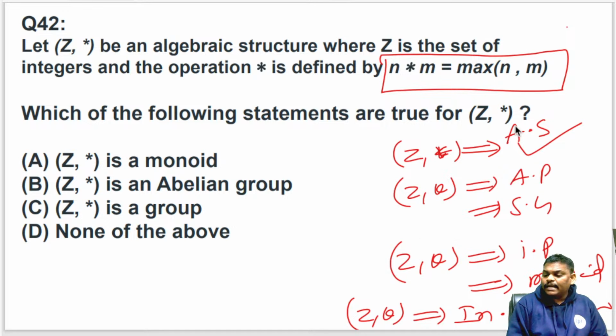(Z, *) satisfies the associative property: semigroup. (Z, *) satisfies the identity property: monoid. (Z, *) satisfies the inverse property: group. (Z, *) satisfies the commutative property: then abelian group.